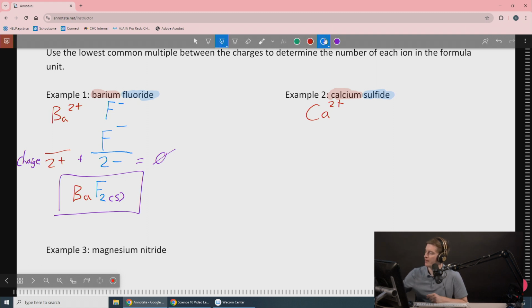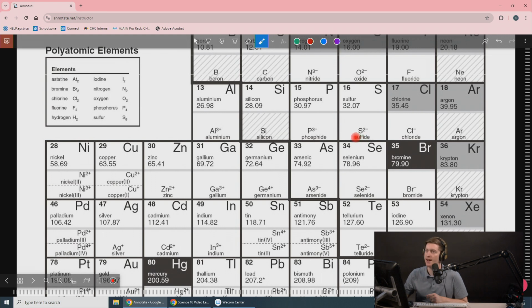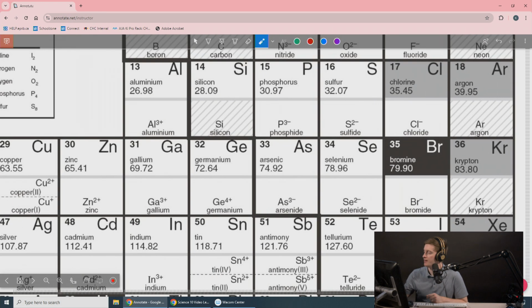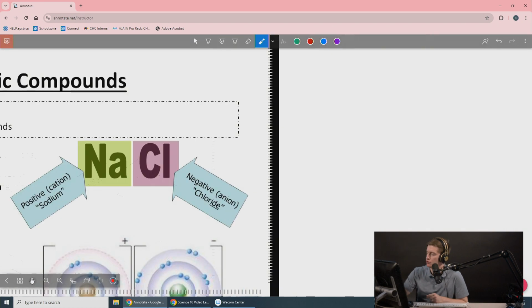And sulfide, it's got a 2 minus charge. Actually, I'll go back to show you sulfide. Remember, I'm looking for the anion name. So sulfide here, I'm not going to find it as the element sulfur. Because it's in its anion form, I'll find it on the bottom of its box. So sulfide is here. It's got a 2 minus charge.